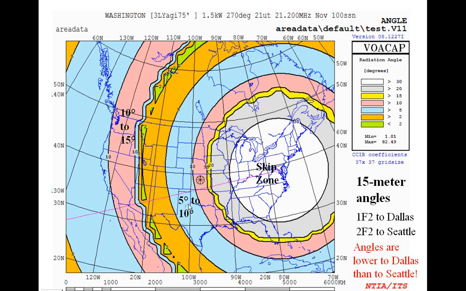Now why would that be so? The reason is very simple: the geometry involved with the ionosphere involves a single F2 hop from Washington to Dallas, whereas it involves 2 F2 hops to get from Washington, D.C. to Seattle. So the angles actually are lower to Dallas than to Seattle. Now that's not at first glance intuitively obvious, but that's what the mathematics say. That's what the calculations say.